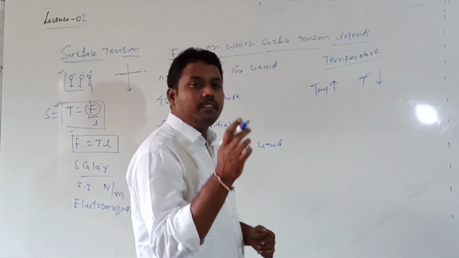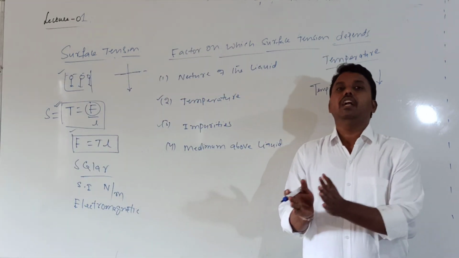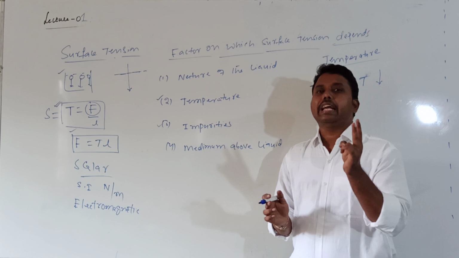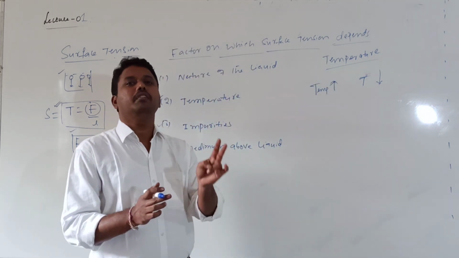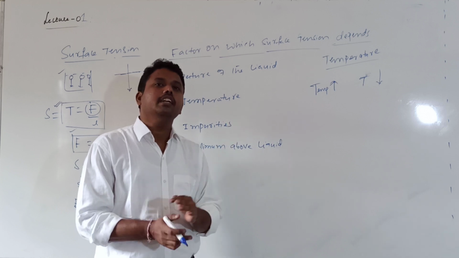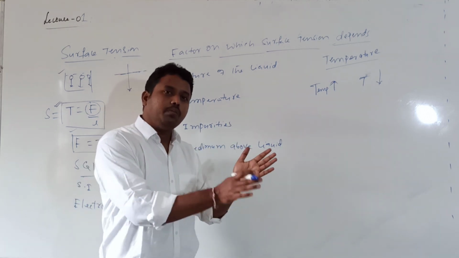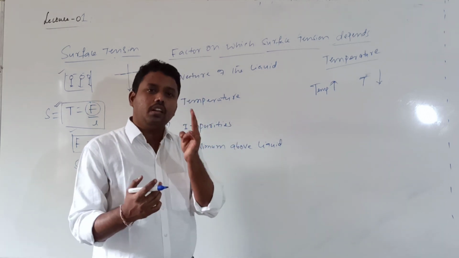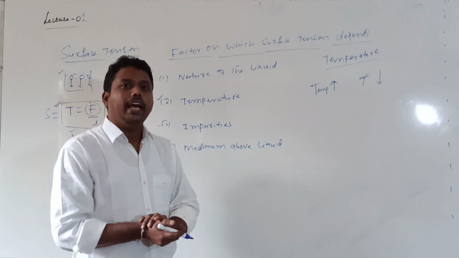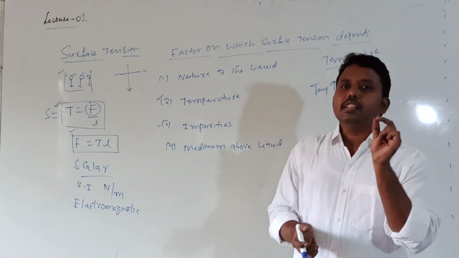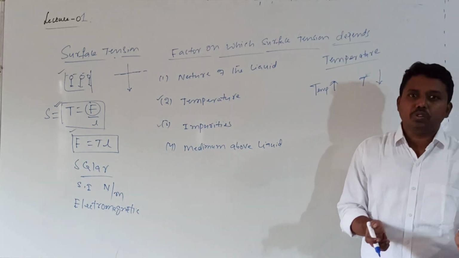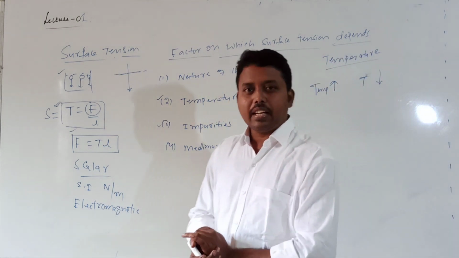But in the case of molten cadmium and copper, when they are melted, in the form of liquid, with increasing temperature their surface tension value increases. Those two are the exceptional cases. Except those two, in all remaining liquids, with increasing temperature, surface tension decreases. Clear now?